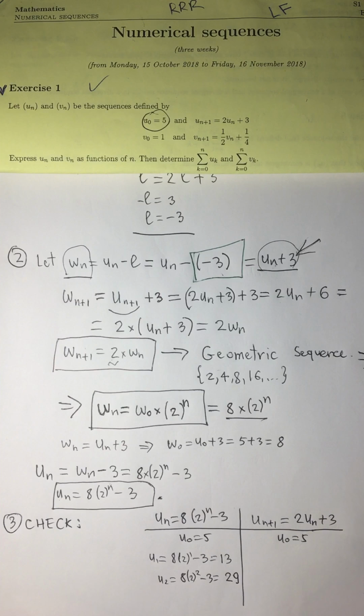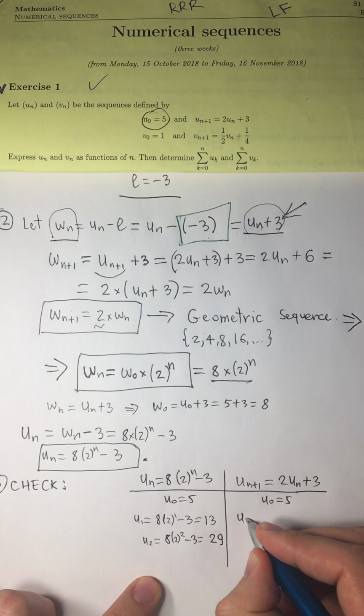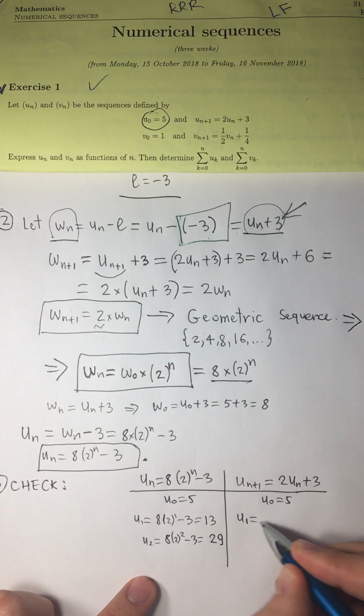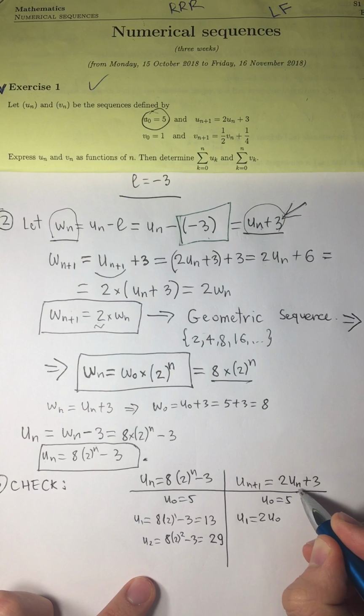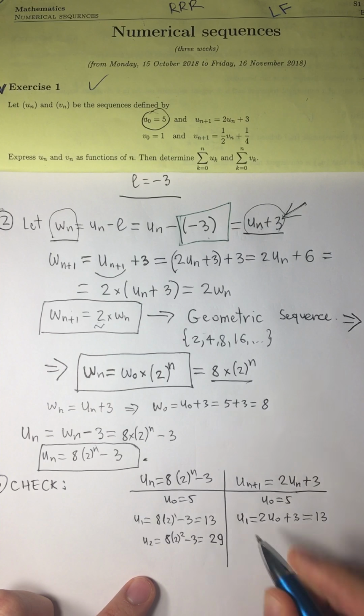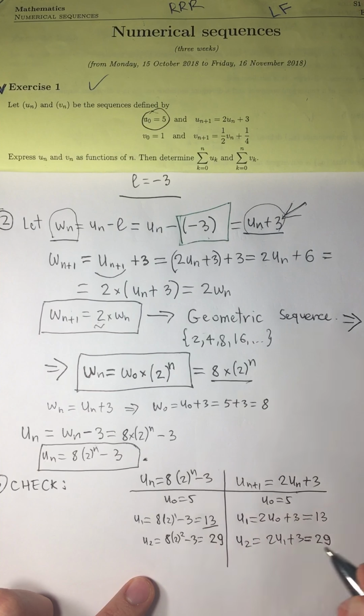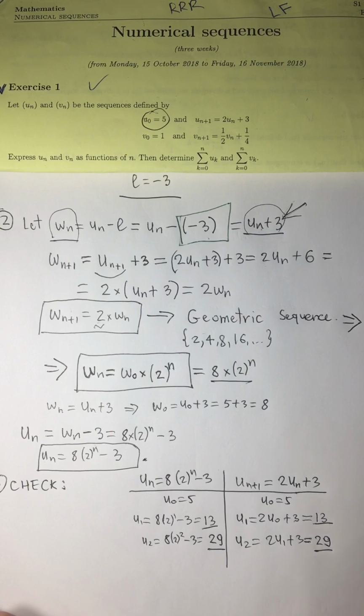Okay, you can see on the video. I'm going to move a bit up. Now here I'm going to find U1 again, but it's a bit different. U1 is equal to 2U0 plus 3. Because U0 is 5, it's going to be 13. And U2 is equal to 2U1 plus 3. 2 times 13 is 26, plus 3 is equal to 29. Because 13 and 13, 29 and 29 are the same, you can make sure that the answer is correct.